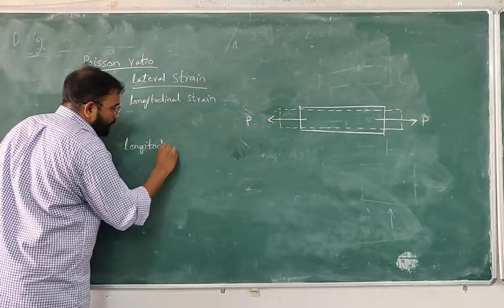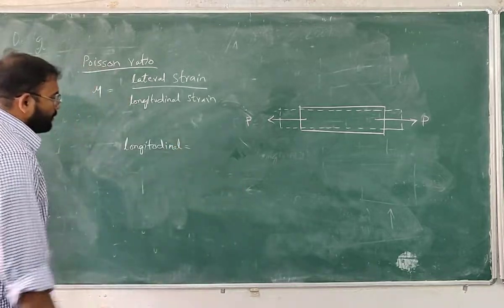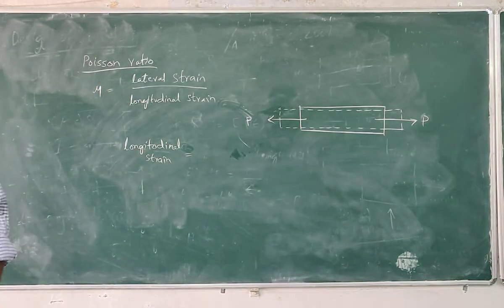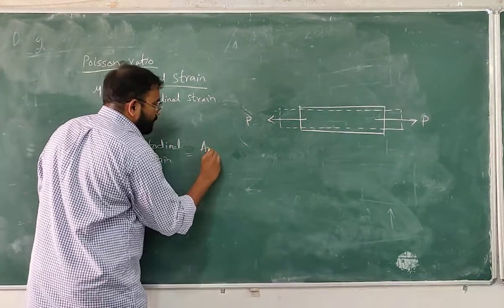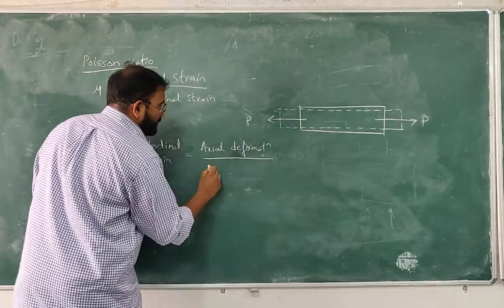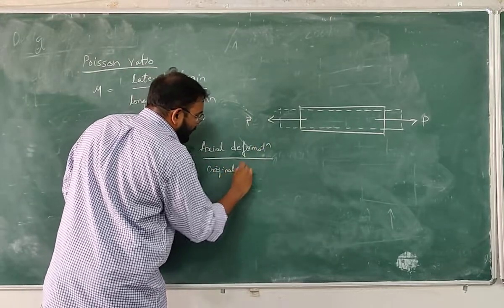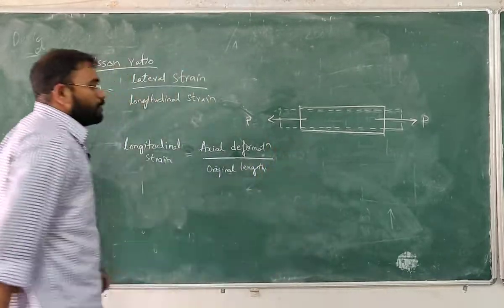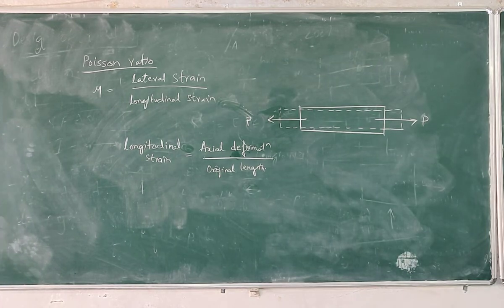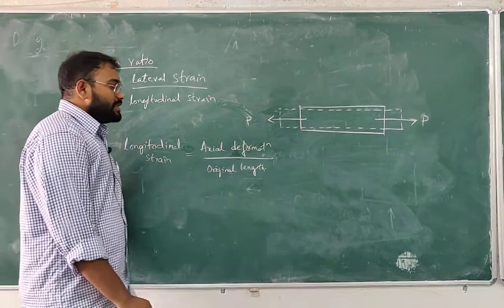The ratio of axial deformation to original length is called longitudinal strain. It is the ratio of axial deformation to the original length.